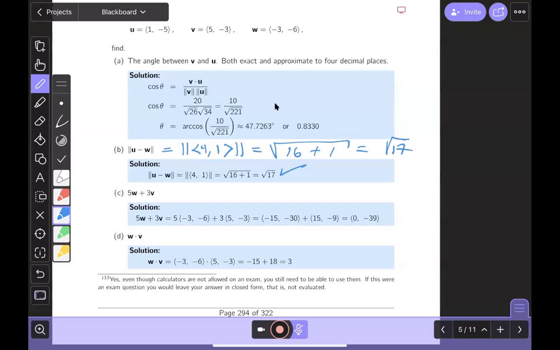All right, let's do this one over here. 5W, well, that's easy. It's a scalar multiple. Minus 15, comma, minus 30, plus 3V. What's 3V? 15 and minus 9. What do I get over there? Oh, that's 0. When I add those components together, minus 39. All right, I'm seeing the answer. All right, this is good news.